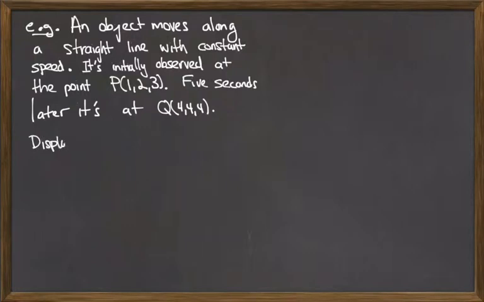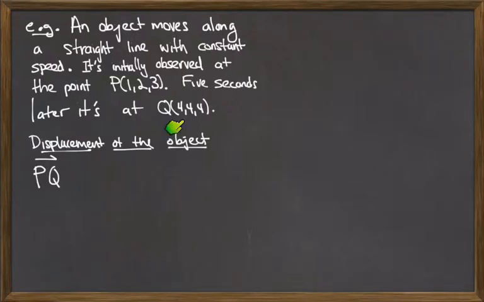The first thing you might look at is the displacement of the object over this 5-second period. It moves from P to Q, and so we might look at that vector PQ. That would be the displacement of the object. In order to compute the displacement, you're just going to calculate the change in coordinates of the points that you've observed it at. So it'll be 4 minus 1, 4 minus 2, and 4 minus 3. And those will be the components of a vector.